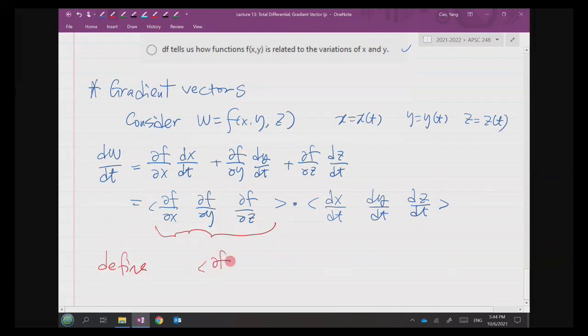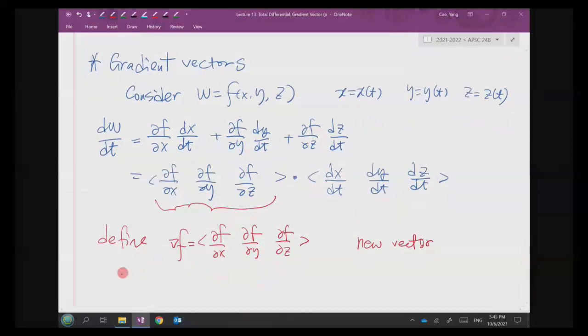So basically, I'm singling out this vector here and defining it as del f. So this inverted triangle and then the function f symbol equals this vector. Okay, so this is a new vector here. This is basically the vector we are going to talk about. And this vector is essentially called the gradient vector. This del f is called the gradient vector.